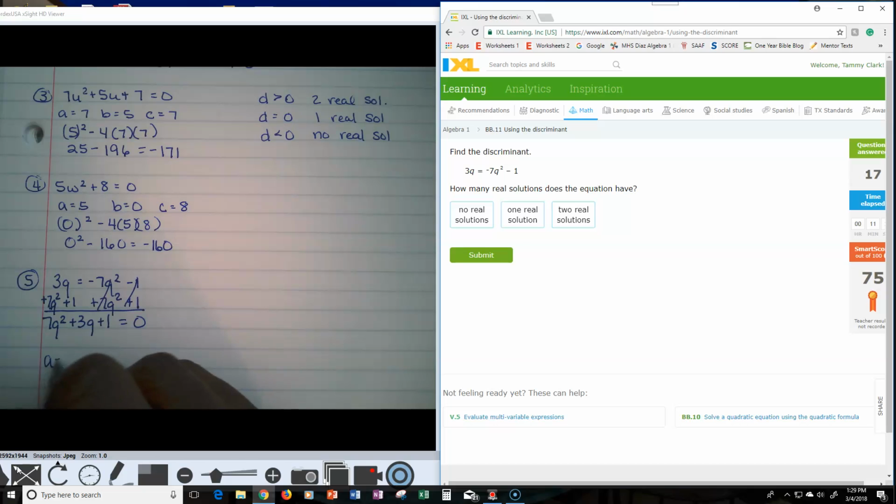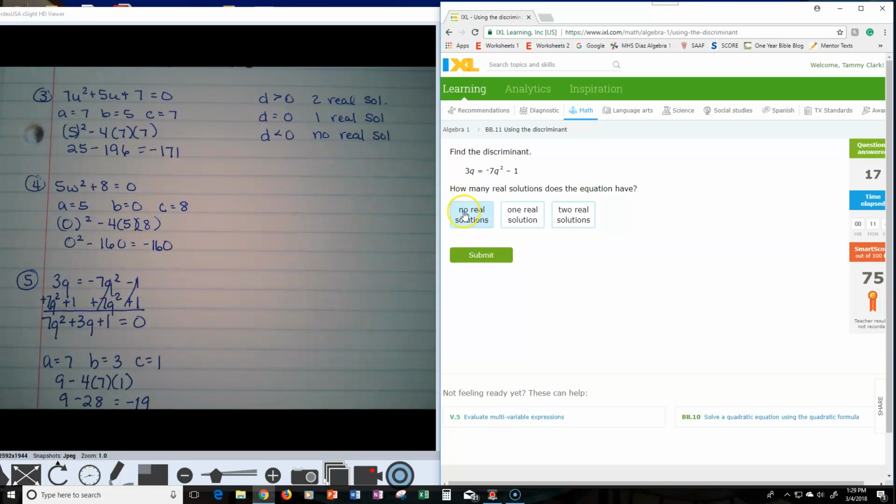Identify your A, which is 7, B, which is 3, and C, which is 1. And so B squared is 9 minus 4 times 7 times 1. 9 minus 28, we know that's less than 0. It's actually negative 19. So we have no real solutions.